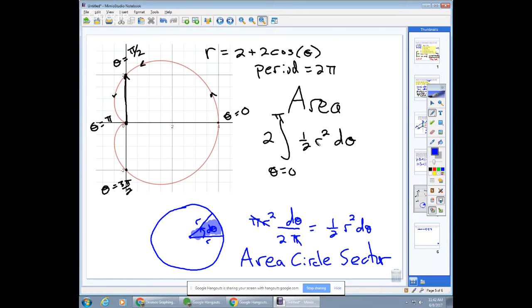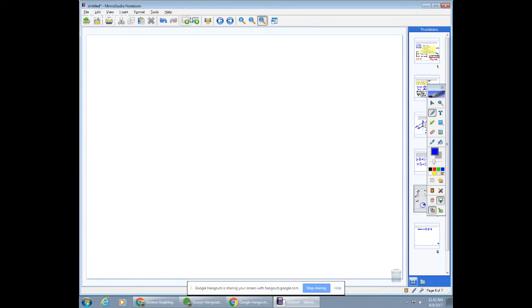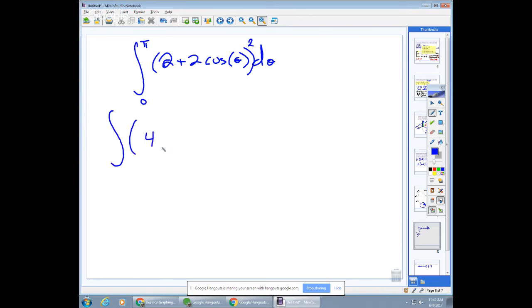Now the 1/2 and the 2 balance nicely, and so all I have to do is square that right there. So let's do that. New page. So I want the integral from 0 to pi of the square of 2 plus 2 cosine theta d theta, squared, which is going to give me a 4 plus 2 times 2 is 4. To get 2 of those, 8 cosine of theta plus 4 cosine squared theta.